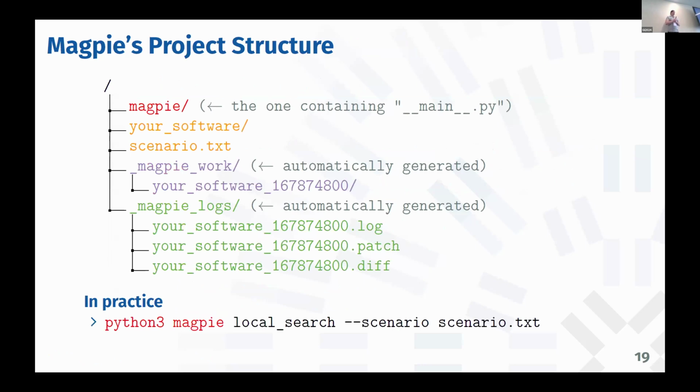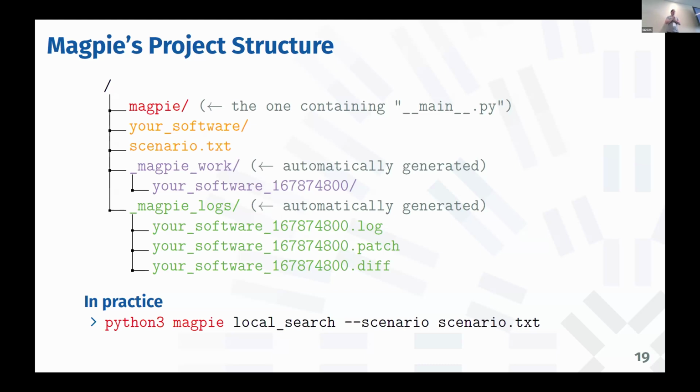What would Magpie look like if you want to use it? There are 2 ways, because the only 2 things that you need are your software, in orange right there, and the Magpie subfolder, the one that contains the executable main.py. So you can either have a copy of your software in the main Magpie repository, or you can just drop Magpie above the root of your software. Both will work. We don't need the tests, the examples, or the docs for Magpie to work. It's just self-contained in one single folder. You will need to provide a scenario file that we will see in the next slide. And the rest is just automatically generated.